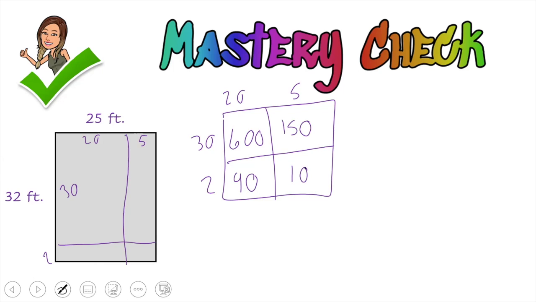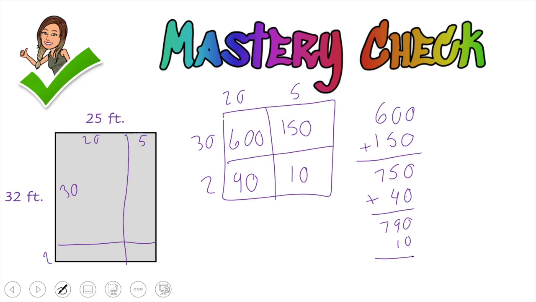I want to add all those up, so I have 600 plus 150 is 750 plus 40, 790 plus 10 is 800. So answer is 800 feet squared is our area. And that was area of a rectangle. I hope that makes sense.